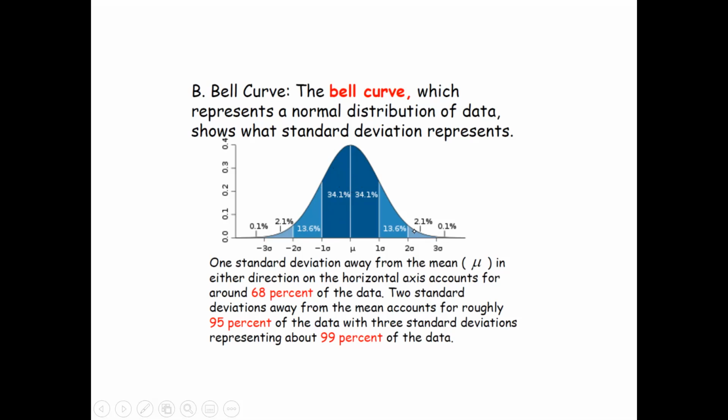68%. Two standard deviations is between this piece right here and this piece right here, and this entire curve underneath the bell is 95%. And then three standard deviations, which is this entire thing right here, with the exception of this tiny little sliver of space that you actually don't see, is represented by the 99th percentile.